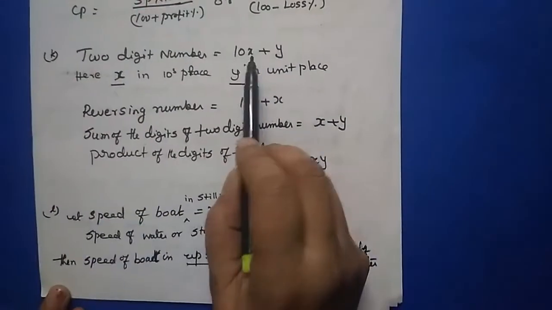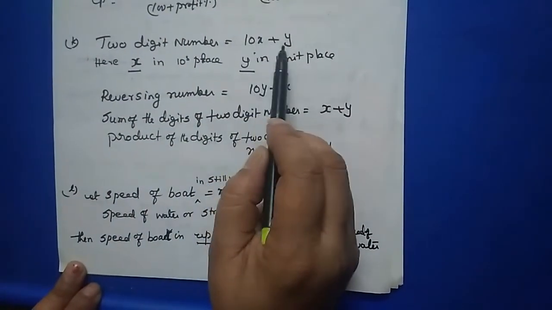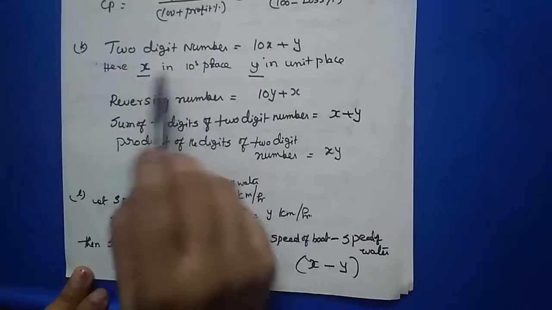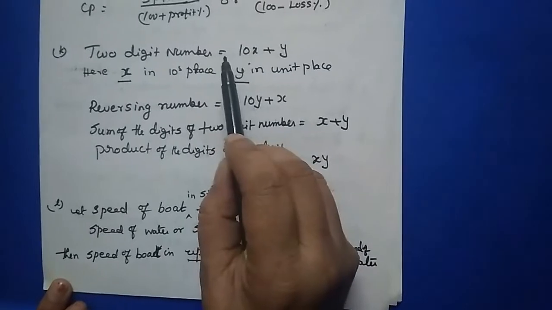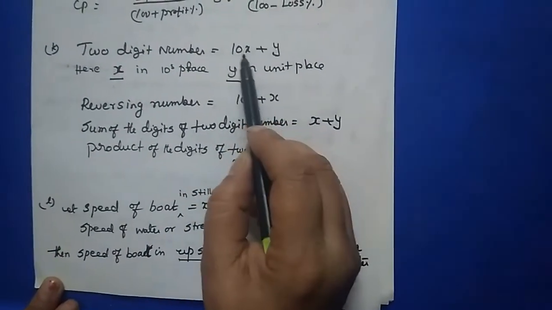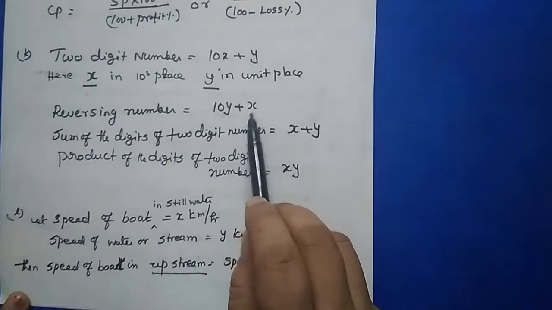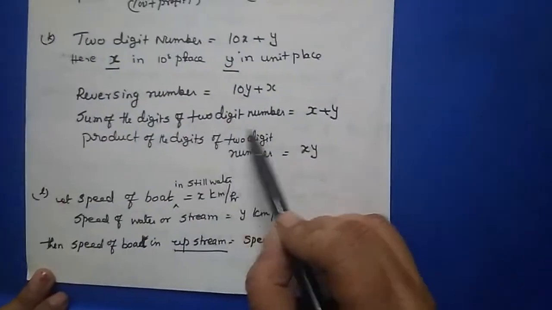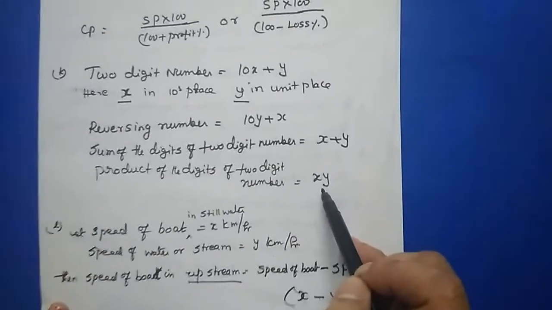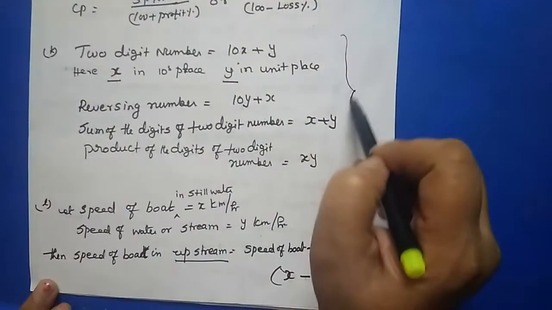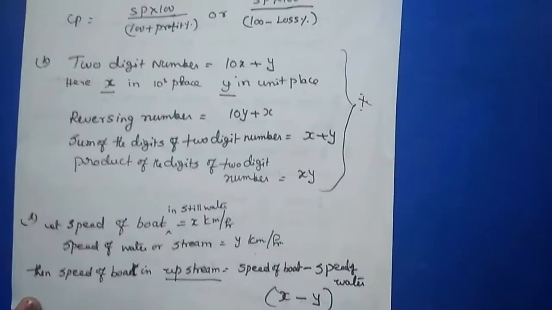So here you have to take unknowns. The general form of a two-digit number is 10x plus y. x is the tens place, y is the unit place. For the reversed number, now y will come to the x place and x will go to the unit place. So the reversed number is 10y plus x. Sum of the digits of the two-digit number is x plus y. Product of the digits is equal to xy. You have to remember all this. These are very important to solve your two-digit number questions.